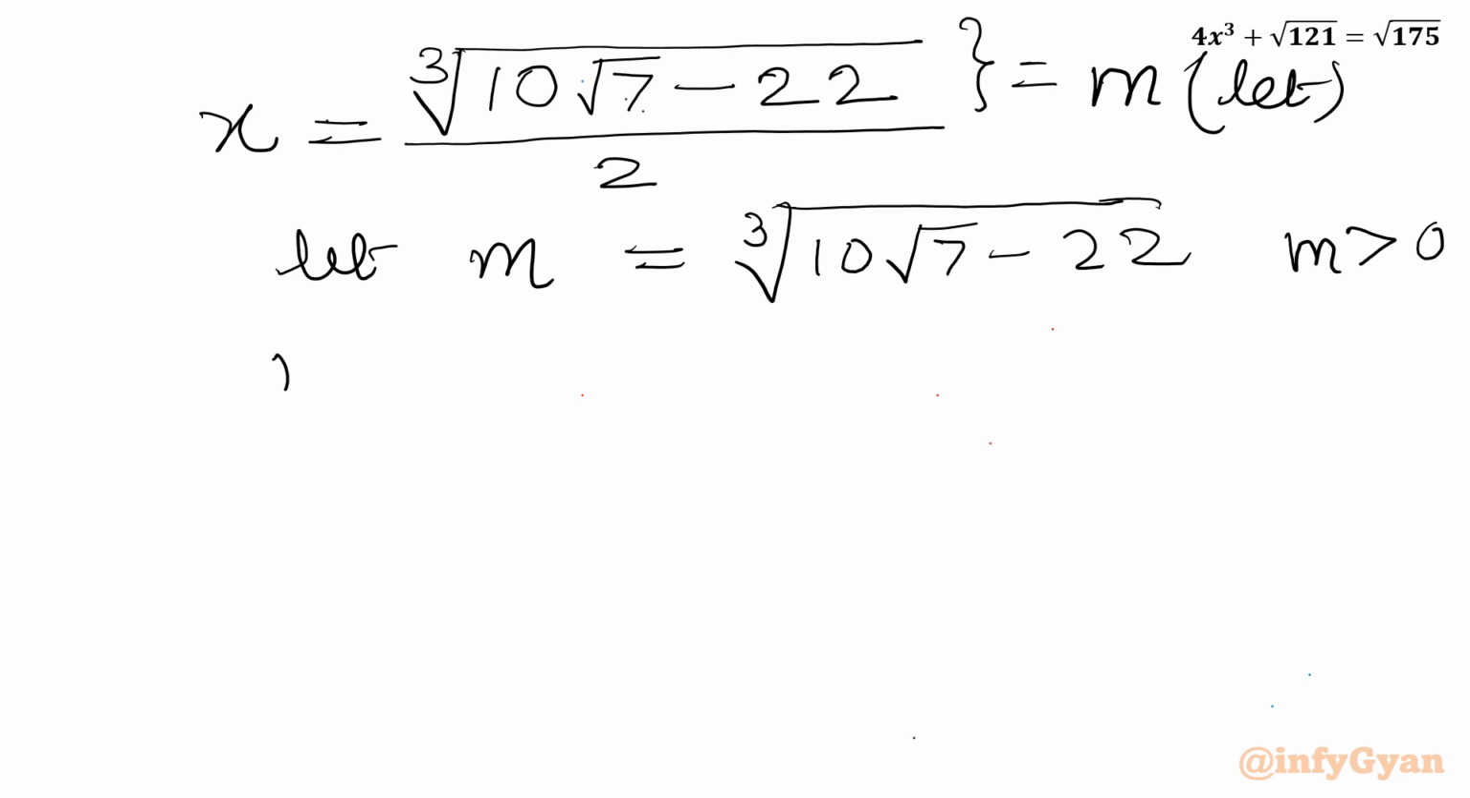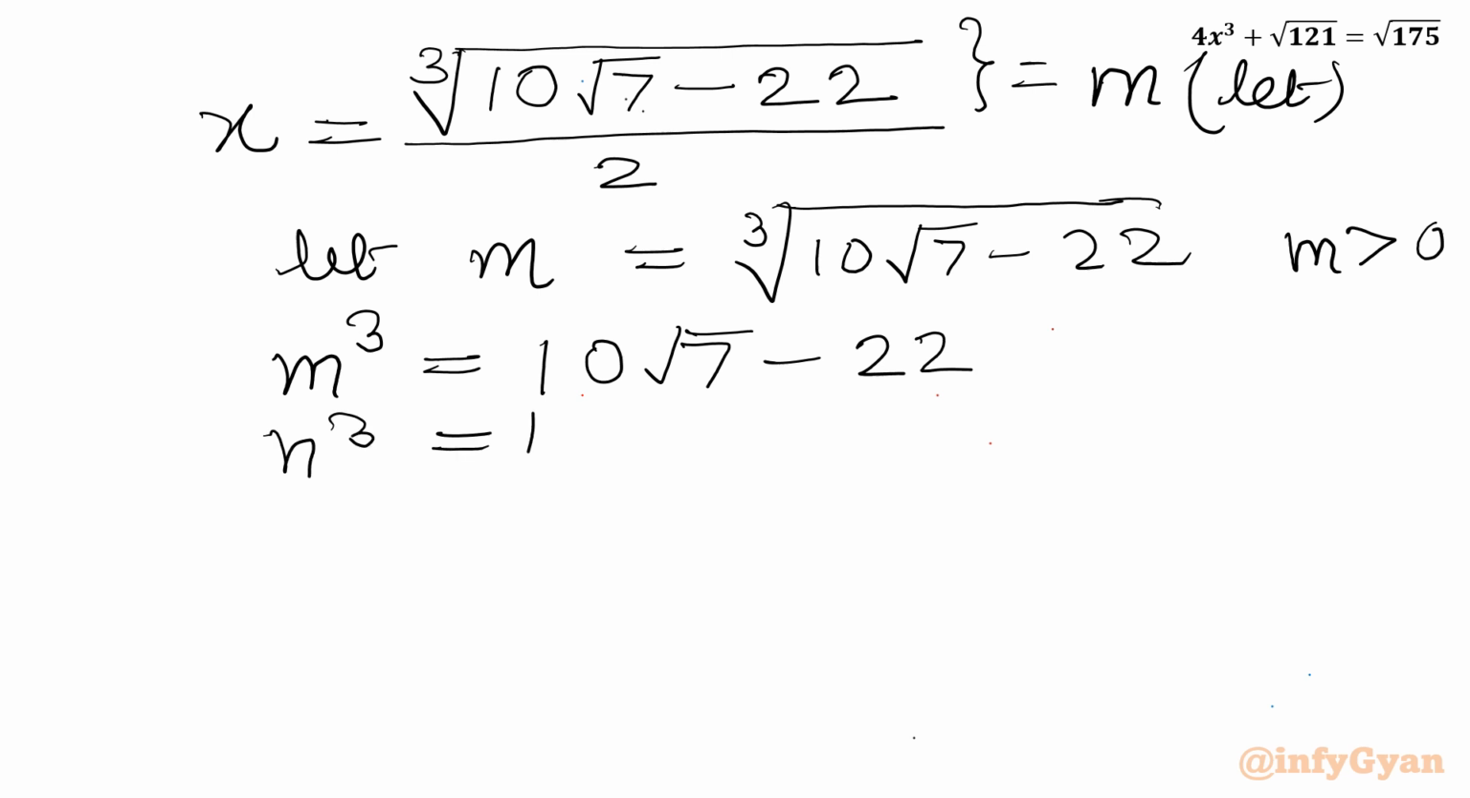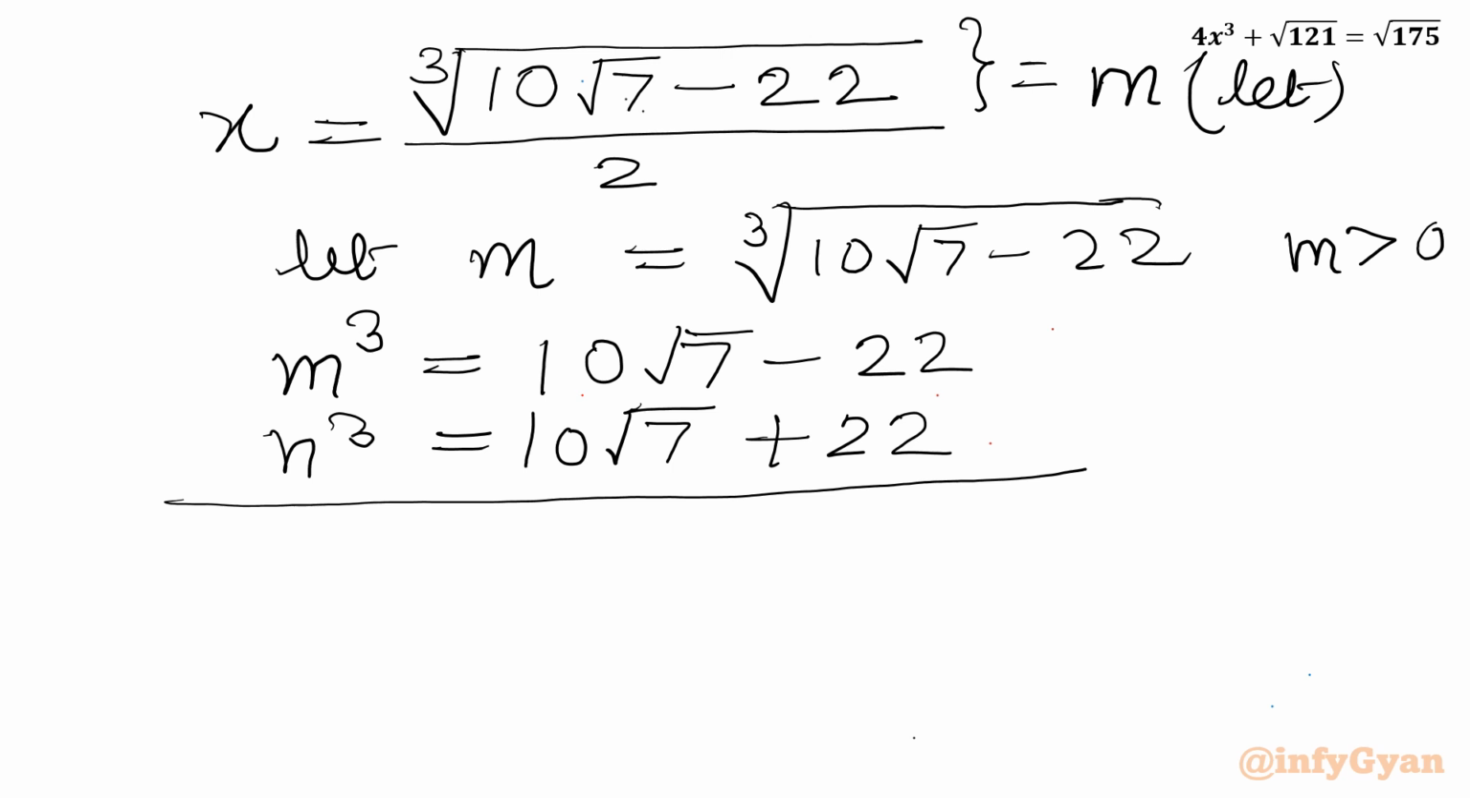So I will write here m cube. Cubing both sides, it will give us 10 root 7 minus 22. Let us consider n cube also. It will be 10 root 7 plus 22, the conjugate of m cube. Now I will take away second equation from first one. So m cube minus n cube will be equal to negative 44.